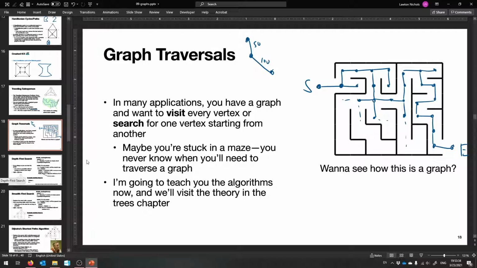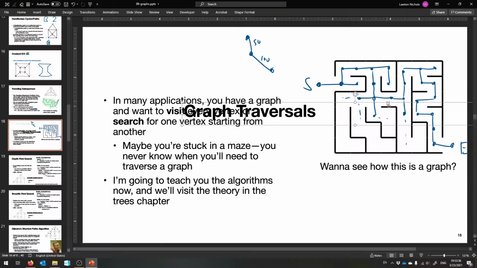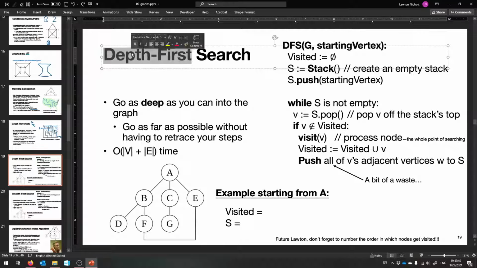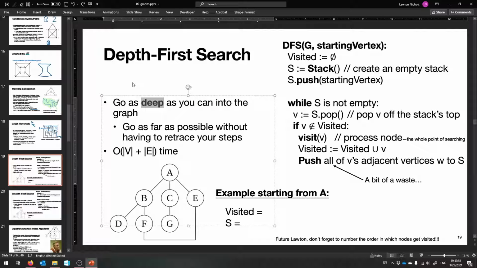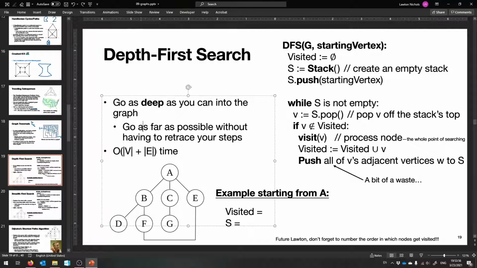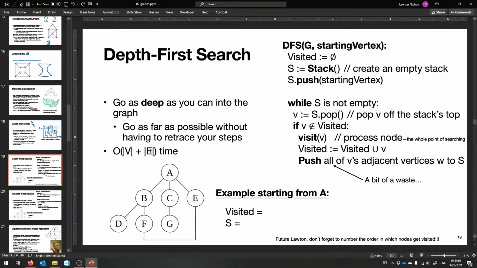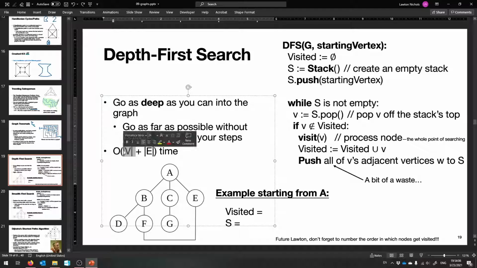Okay, so the first way to visit every node in a graph is to do it depth first, we say. DFS for short. This is a way of traversing every node in the graph, every vertex, and depth means we want to try and get as deep into the graph as possible before we change course. Go as far as possible without having to retrace our steps, and the time complexity is actually quite nice. It's linear in either the edges or the vertices, whichever one is bigger. So that's how this is going to end up working.